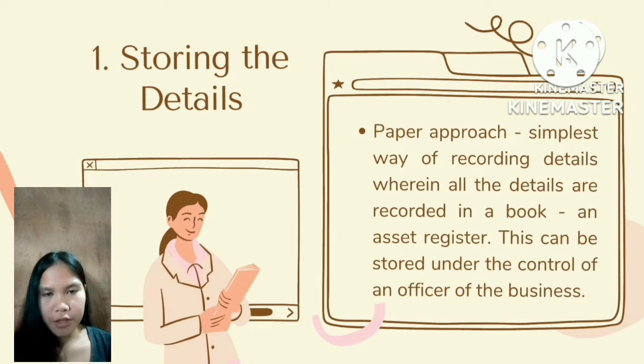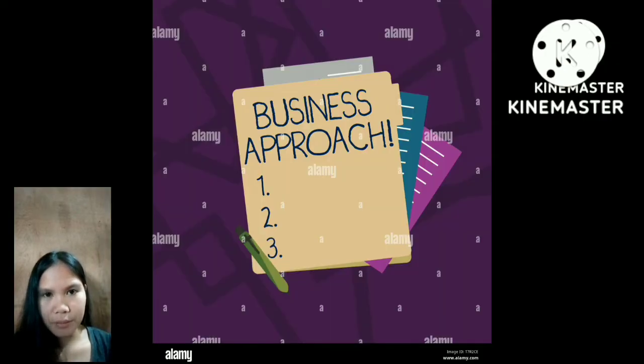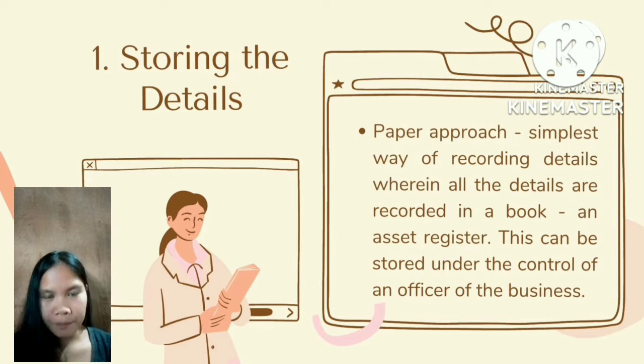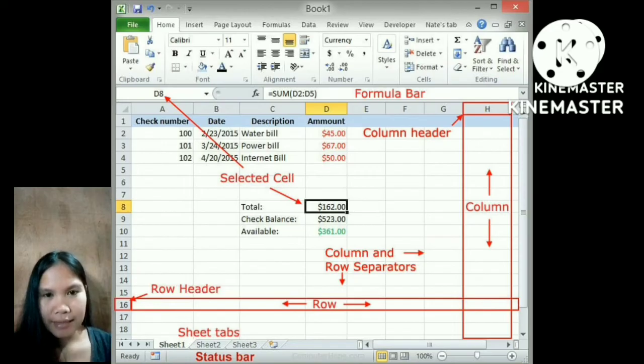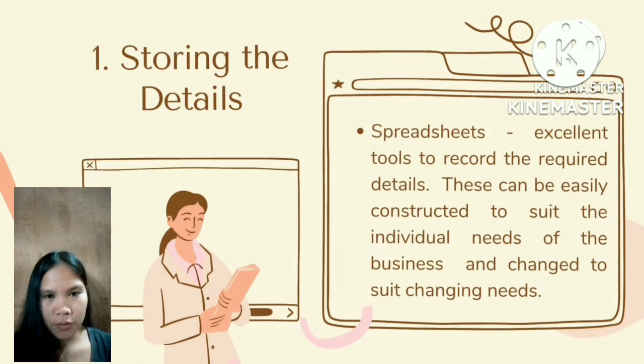There are also various methods to record the details of the assets. The simplest is the paper approach, where all the details are recorded in a book and asset register. This can be stored under the control of an officer of the business. Spreadsheets are excellent tools to record the required details. They can be easily constructed to suit the individual needs of the business and changed to suit changing needs.